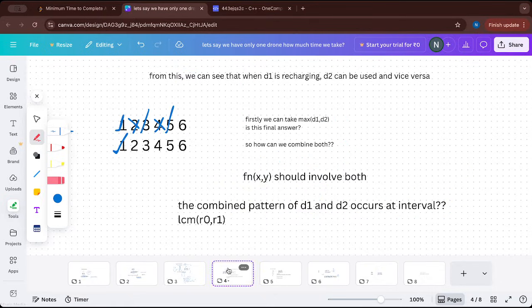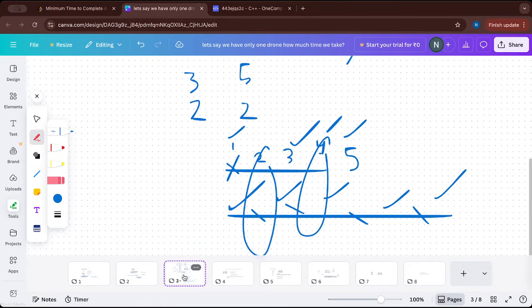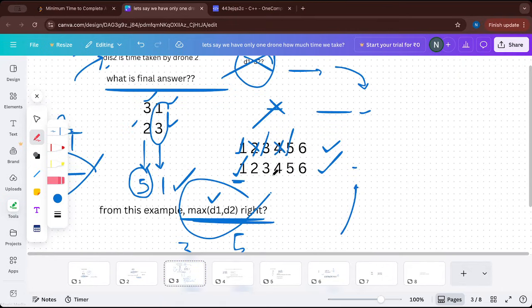So the answer is not always the max of these both, but in many cases this can be possible. But there can be many cases as well where this cannot be possible. Then how do we find the answer? So why is the answer simply D1 plus (D1 minus 1) by (R1 minus 1)? Why is this the case?